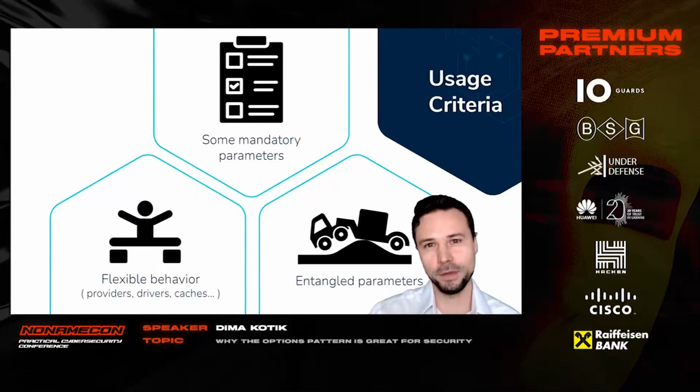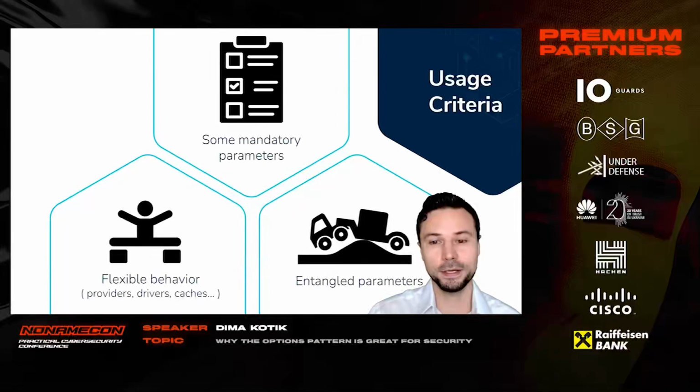First is flexible behavior. Does your initialized object change its behavior based on settings given to it? For example, are you using providers, drivers, caches, a networking layer of some sort, or a protocol? If you're taking those as parameters, an options pattern can really help you validate them.